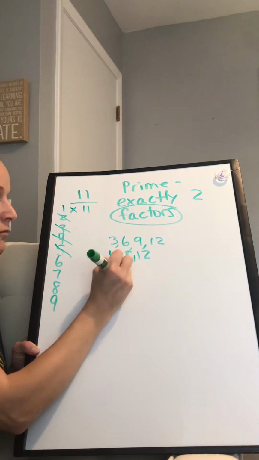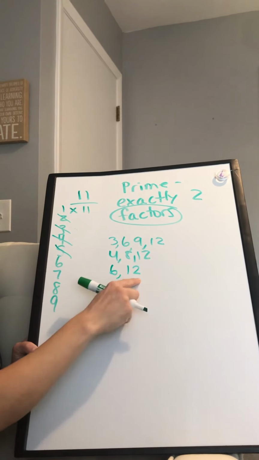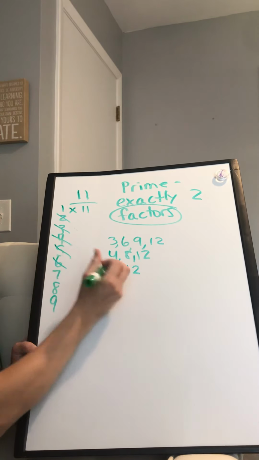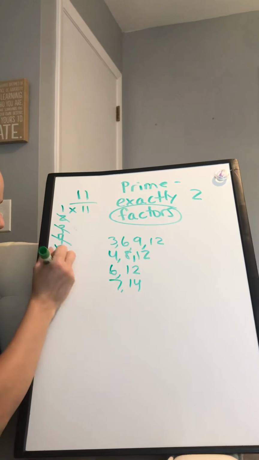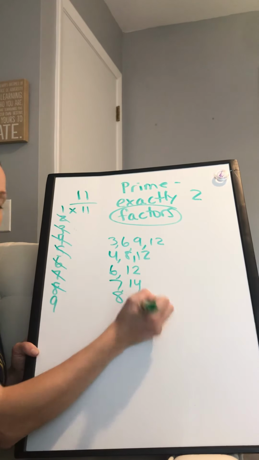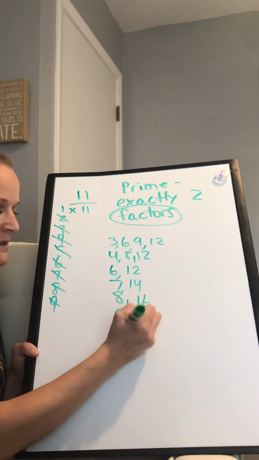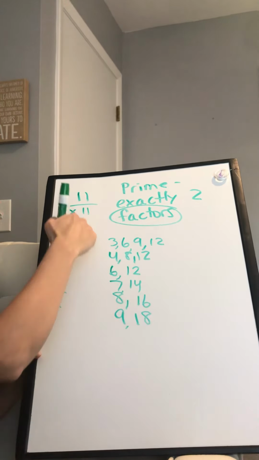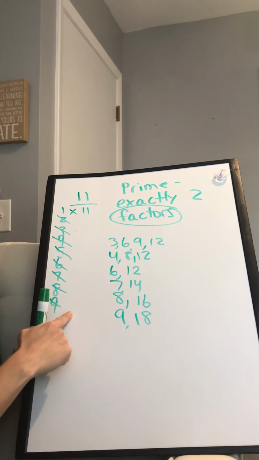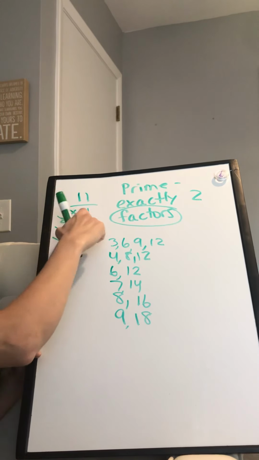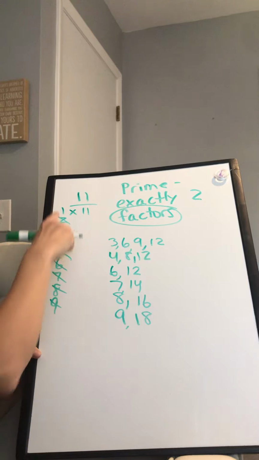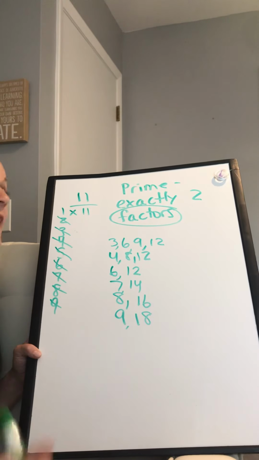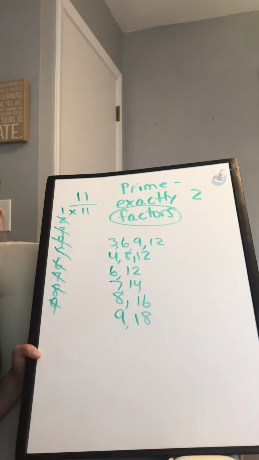Anything times 6 give me 11? Nope. When I skip count by 6, I do not get to 11. Anything times 7? Nope. Anything times 8? Nope. Anything times 9? No. Do you see how I skip counted to make sure I have no other factors for the number 11? I have exactly 2 factors, 1 and itself. That makes that number prime.